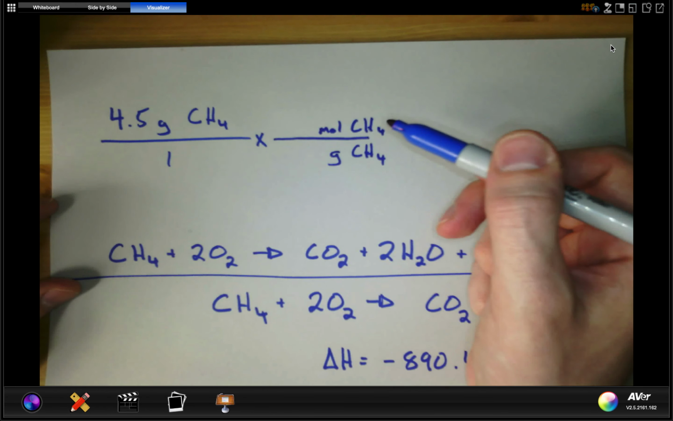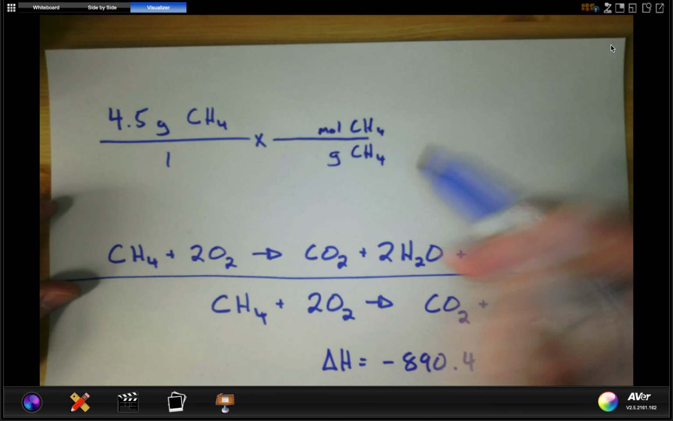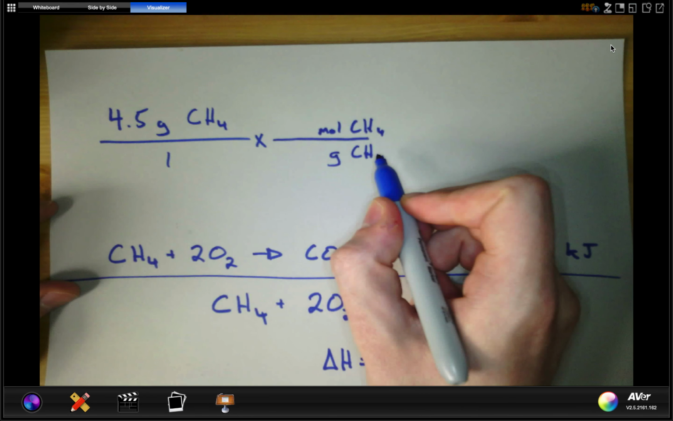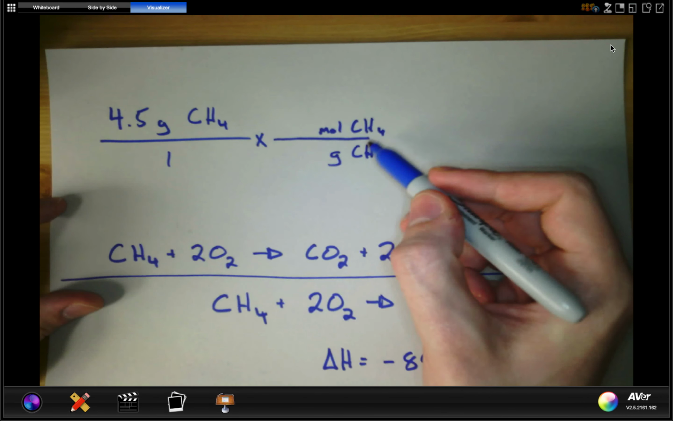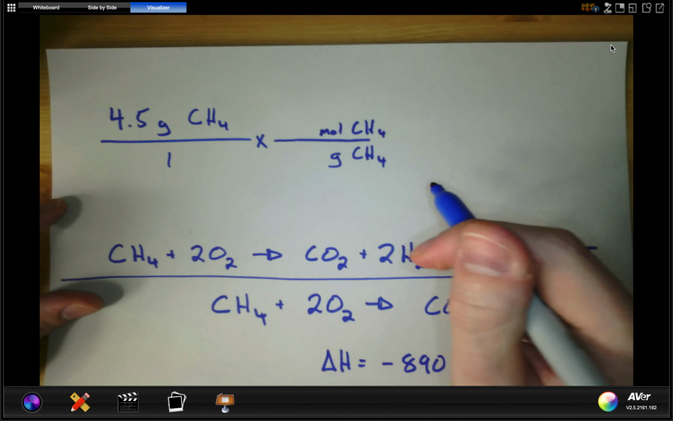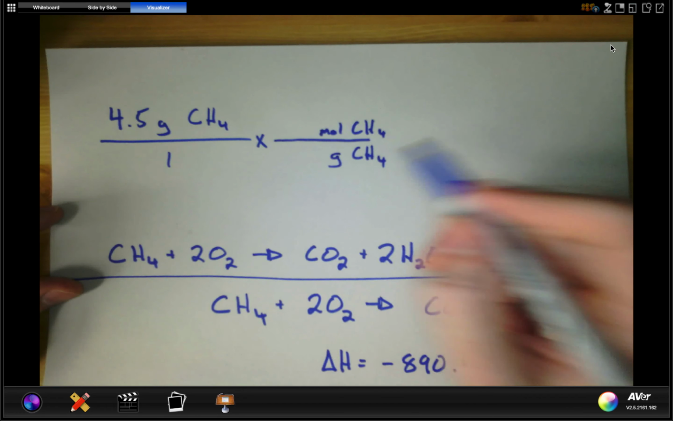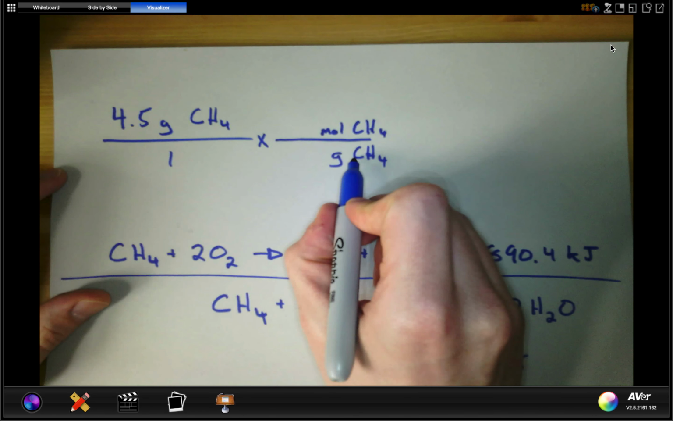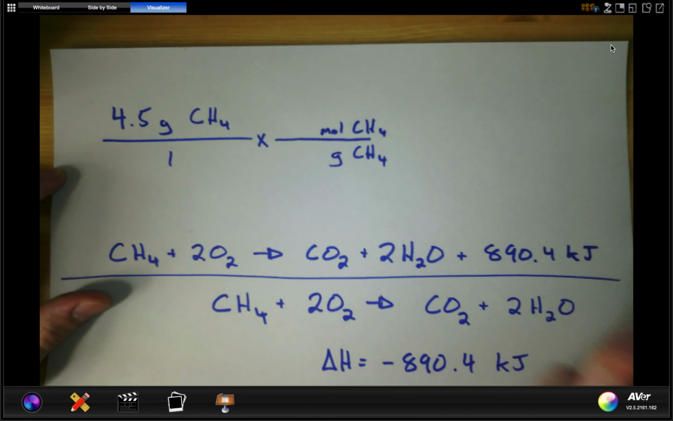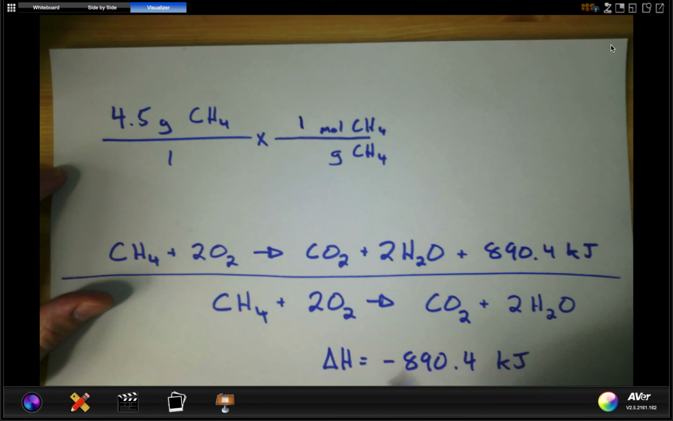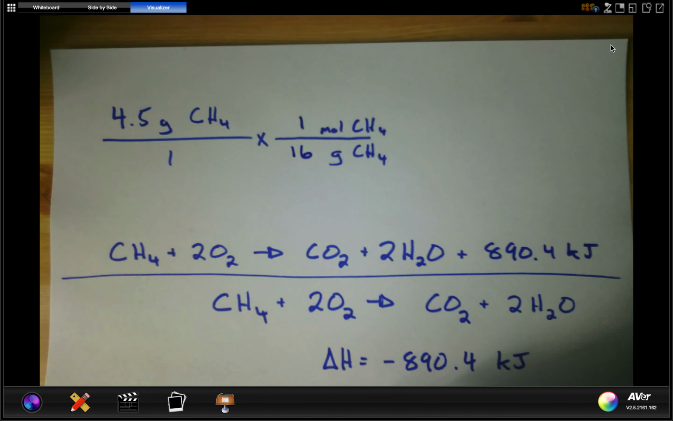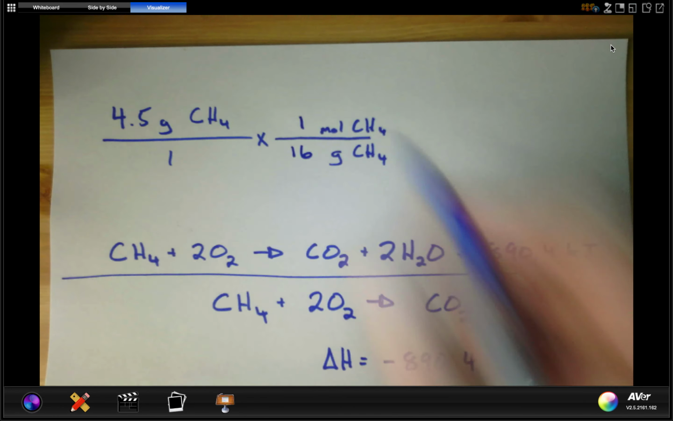I need to know the molar mass, which we get by adding up the masses of all the atoms in one of the compounds. I'm going to do this quickly. If you remember, carbon's about 12, 12.011. Hydrogen's about 1, realistically 1.008. So we have 12, 13, 14, 15, 16. So in 1 mole of CH4, we have about 16 grams of CH4. That's going to get us to moles.